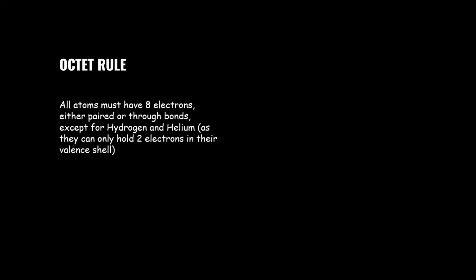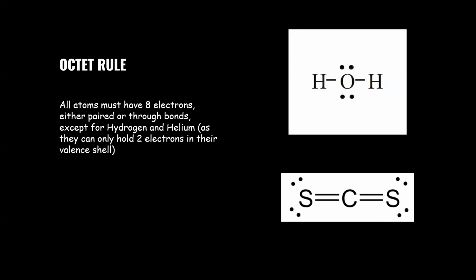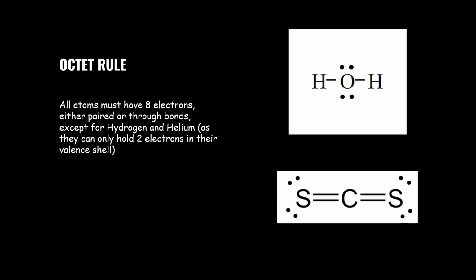Okay, so how does this apply to the octet rule? Well, all atoms want to go to 8 electrons because they want to be like a noble gas, except for hydrogen and helium, right? Helium is a noble gas and only holds 2, and hydrogen is in that same row, which means it only wants to hold 2 electrons. We can see this in the H2O example, right? Hydrogen has 1 bond, which means there's 2 electrons that it's sharing or paired with, while oxygen has a total of 8 electrons, right? The 4 valence and 2 bonds. CS2 is also an example. Carbon has 4 bonds, which is 8 electrons, and sulfur has 4 paired electrons and 2 bonds.